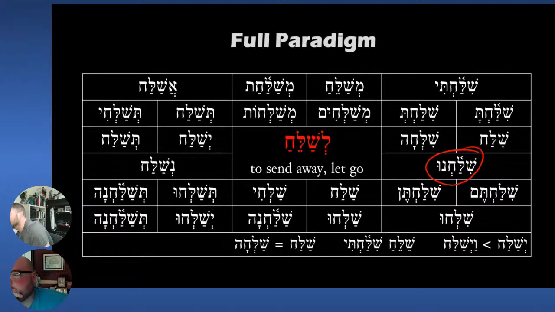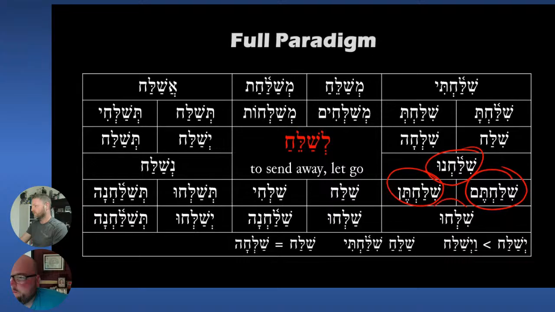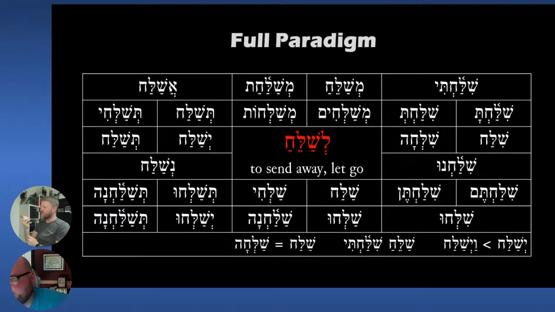Shilachnu, shilachtem, shilachten, shilchu. Okay, in the kal, shalachnu, shlachtem, shlachten, shalchu. So that first syllable is important in the past tense for the e in the piel.